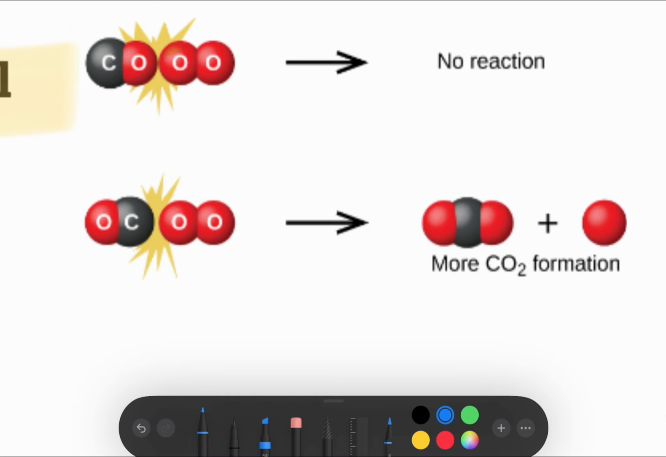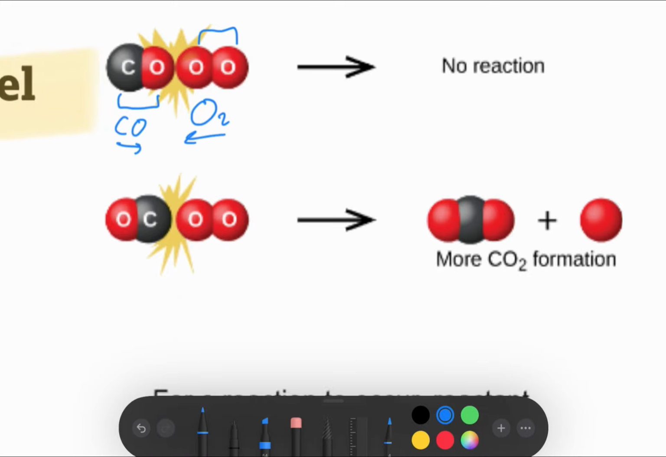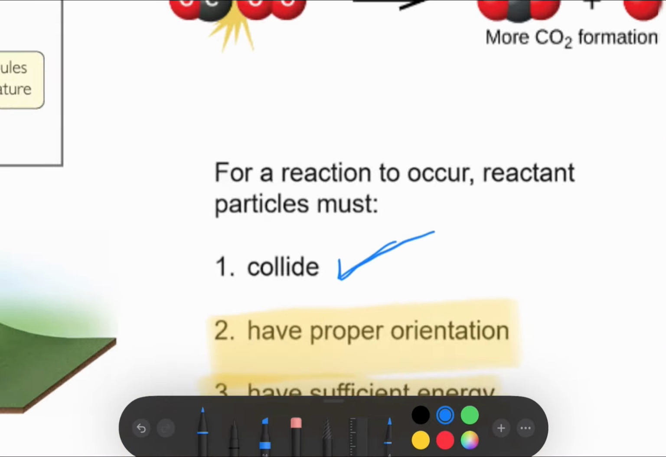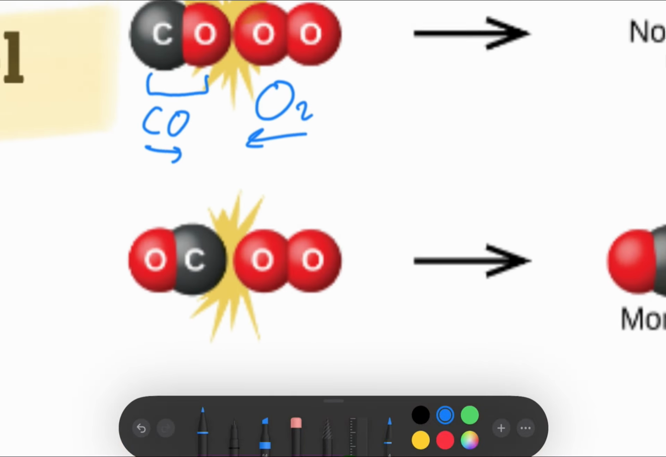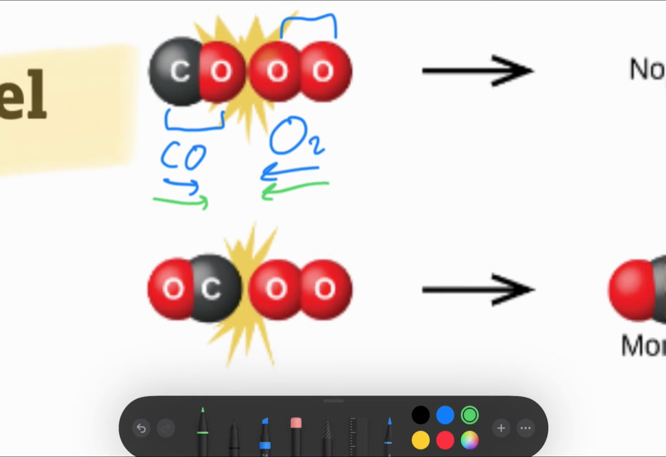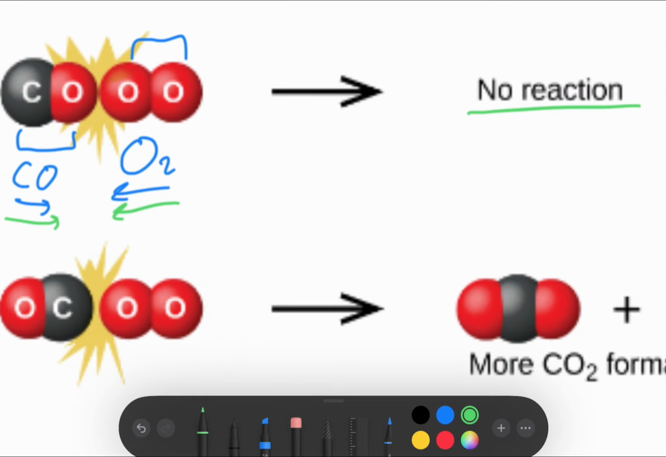If we look at this reaction, you can see that we have a molecule of O2, which is represented in red, and carbon monoxide. They're colliding right now, so the first condition is applied. But if we look at the direction of their collision, they're colliding in an improper way, and that's why you will have no reaction at that point.